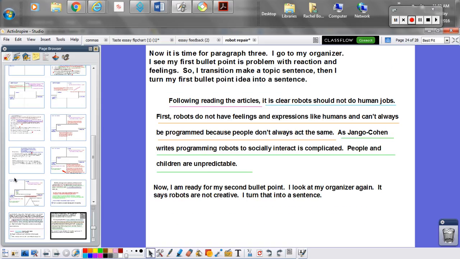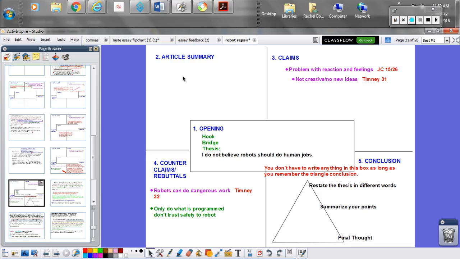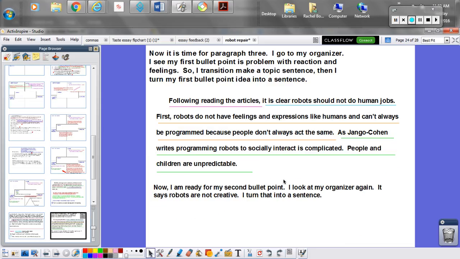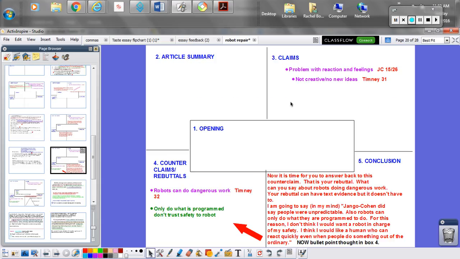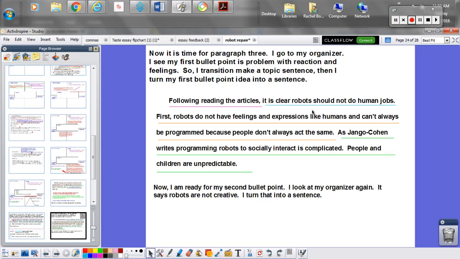Now it's time for paragraph 3. I've done 1, I've done 2, and now I'm going to address my claims in paragraph 3. I go to my organizer. I see my first bullet point is problem with reaction and feelings. So I transition, I make a topic sentence, and then I turn my first bullet point idea into a sentence. I know this whole paragraph is going to be my claims, so it's going to be about me telling why robots should not do human jobs. Following reading the articles, it is clear robots should not do human jobs. My transition, my topic sentence.